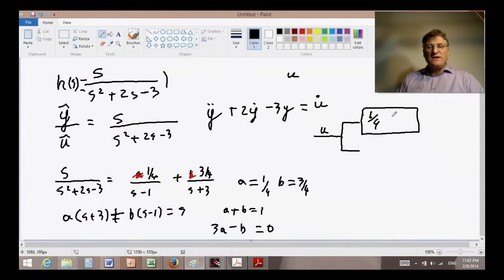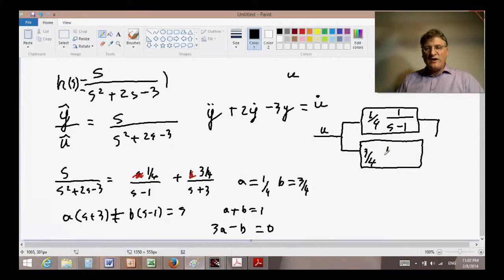1/4 divided by s minus 1 on the one hand, and 3/4 times 1 over s plus 3 on the other hand. The outputs of these two simple systems sum up to produce y.